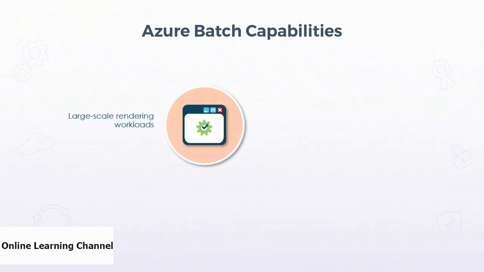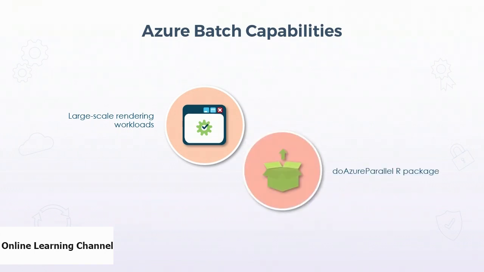Some other Azure Batch capabilities are support for large-scale rendering workloads including 3ds Max and V-Ray, and the Do Azure Parallel R package, which scales out R algorithms. Data transformation with Azure tools such as Azure Data Factory is also a very popular use of Azure Batch.